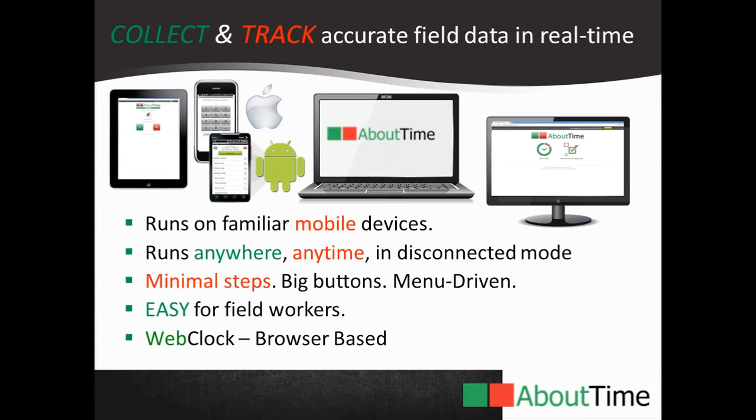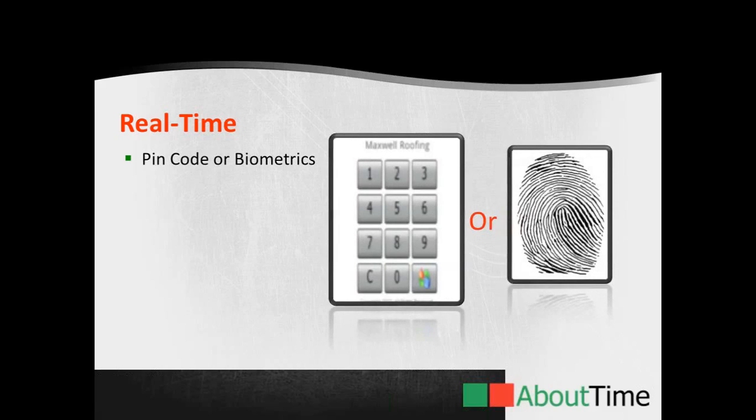A web clock is also offered. We find this is really good for office workers who work in the office and want to clock in that way. But really, if you have an internet connection and a browser, you're going to be able to clock into AboutTime anywhere you want. Now, there are a couple different ways you can clock in. The first way is a PIN code method. Usually people do a 4 or 5-digit PIN code, but you can do up to 12, and it's just a standard method. Or you can use our fingerprint system, which is called biometrics.